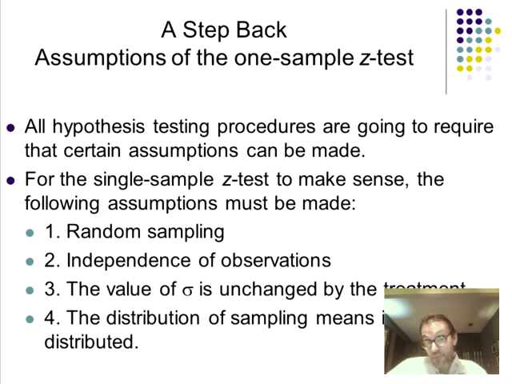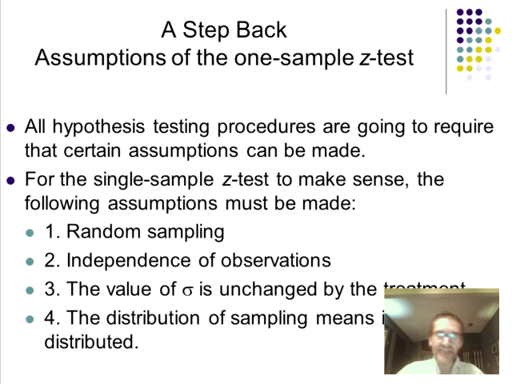But random sampling basically means you put all possible scores from the population into a hat, shake up all the names, and pull them out. Again, this is more of an experimental thing, but it's an assumption. Independence of observations. This is going to be an assumption that is true of all statistics. I can't even imagine a statistic where this is not an assumption.